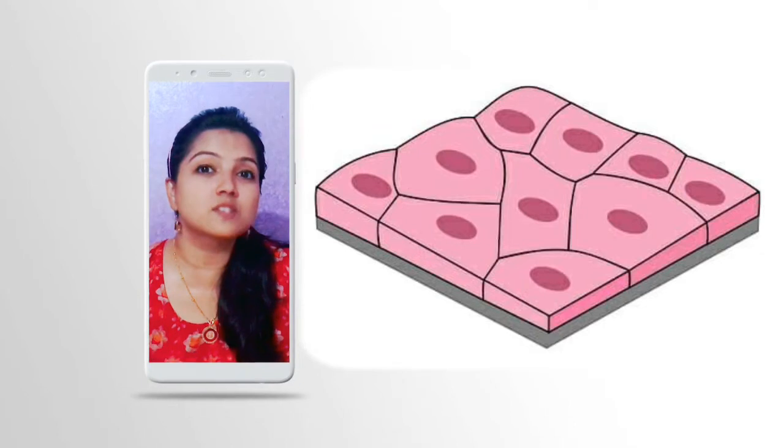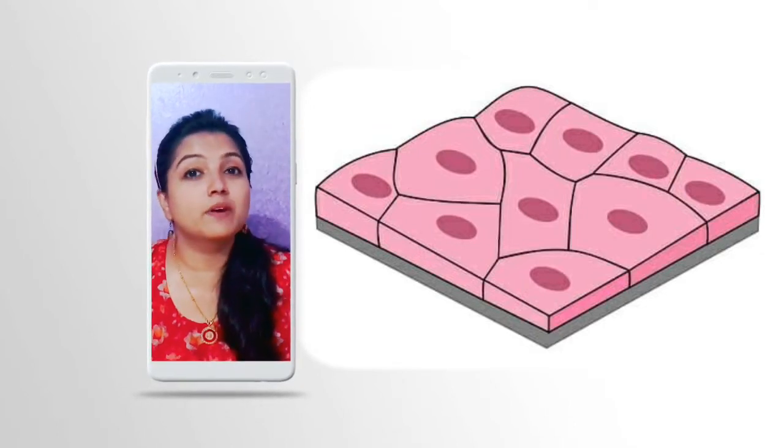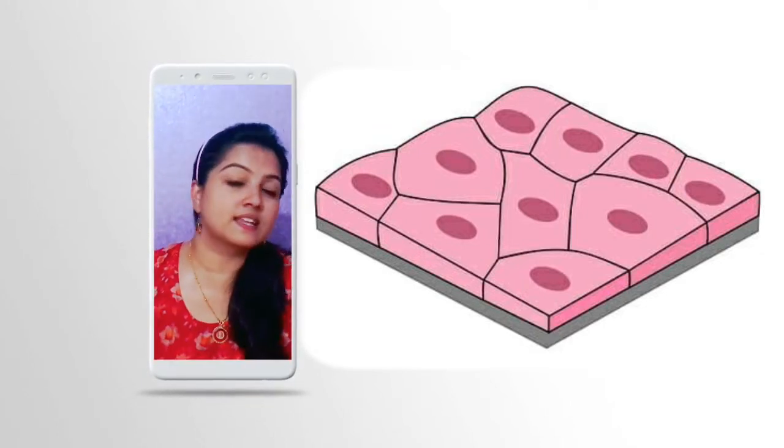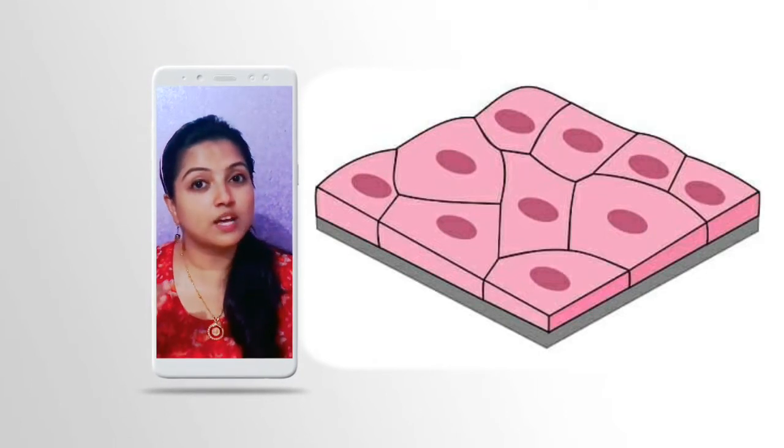When I have to talk about the function of the simple squamous epithelium, what does it do? It transports substances through the selectively permeable membrane. I hope you remember what a selectively permeable membrane is, which is known as the plasma membrane, which only allows some materials to enter and exit the cell. This was about the simple squamous epithelium.